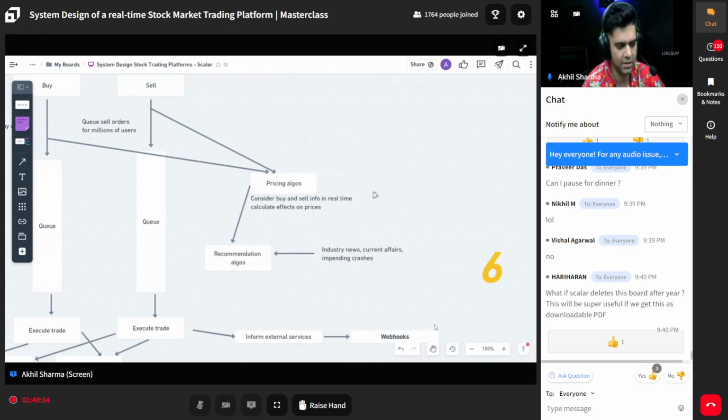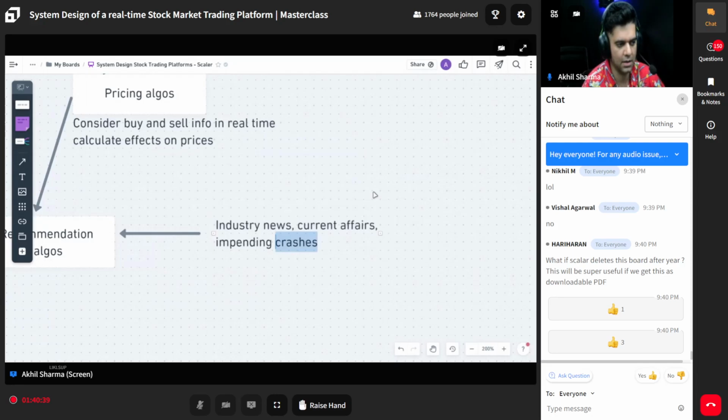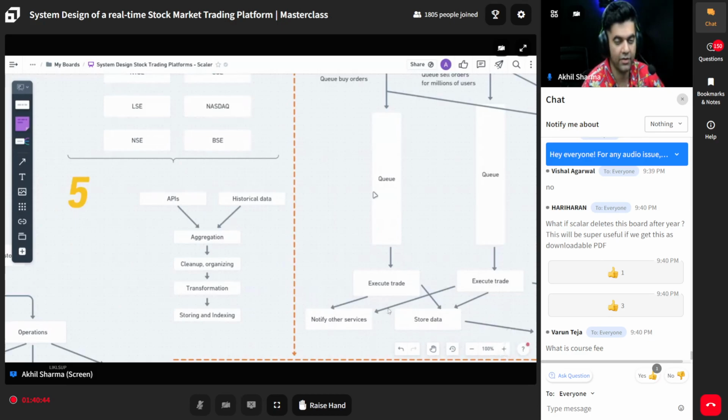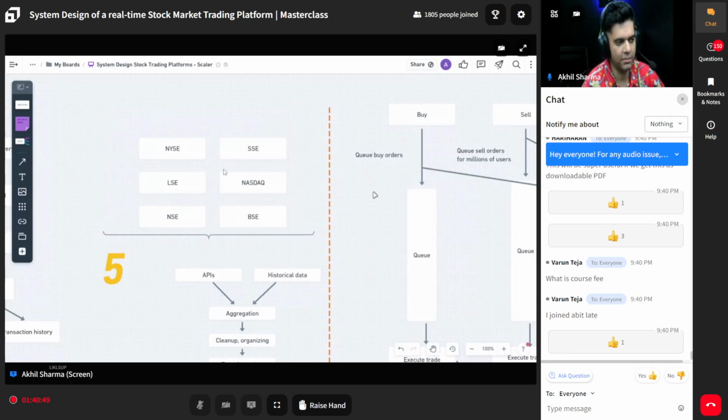Now, these algorithms are getting trained on the recent industry news, the current affairs, and the impending crash or recession going to happen or any boom that's coming. They're aware of all of that. So it's all real-time information. Then you're going to have information flowing in from the various stock exchanges like NYSE, which is New York Stock Exchange, Bombay Stock Exchange, NASDAQ, National Stock Exchange, Singapore Stock Exchange, all of that information comes in.